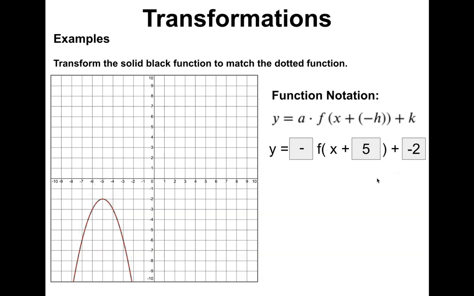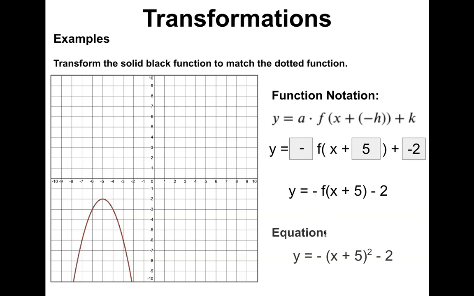So to write this out, just so it looks like our equation in function notation, it will be negative f of x plus 5. Remember, this goes inside because it moved along our x-axis where our x values would be. And then the -2 at the end because of that up and down movement. The negative out front is what makes it open down.